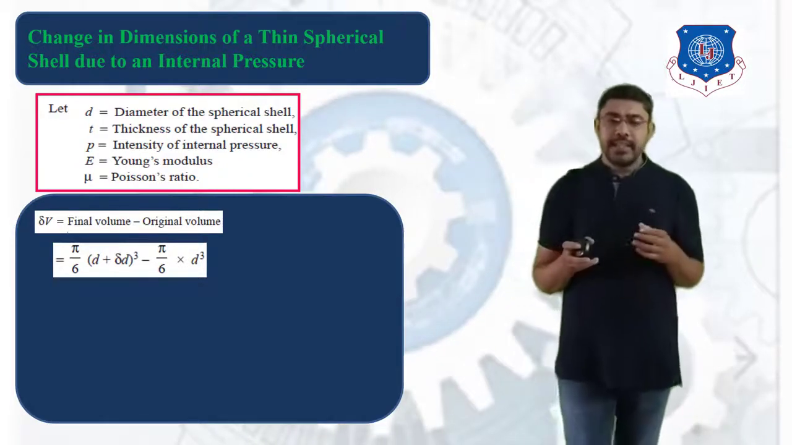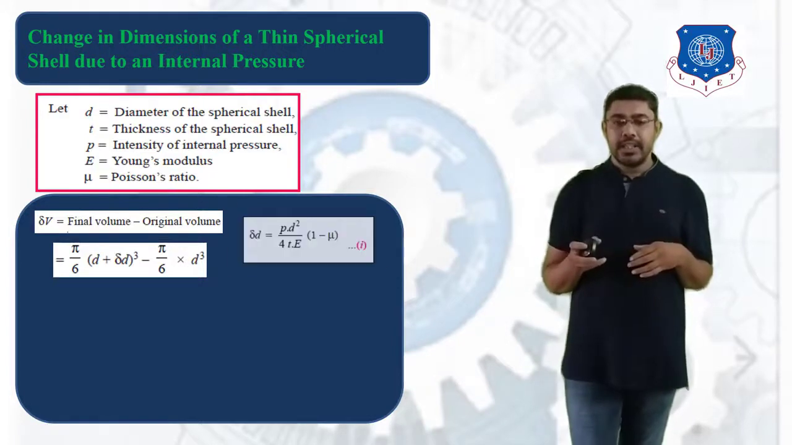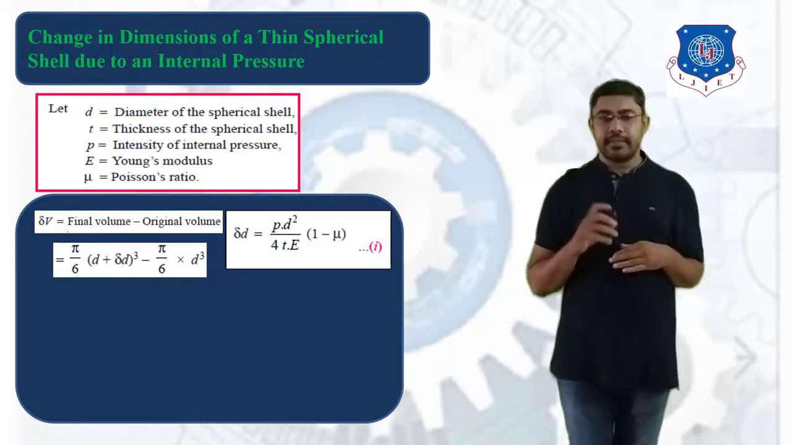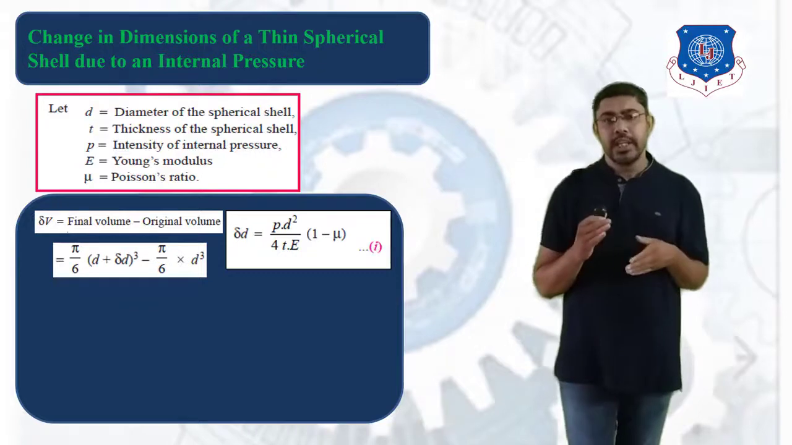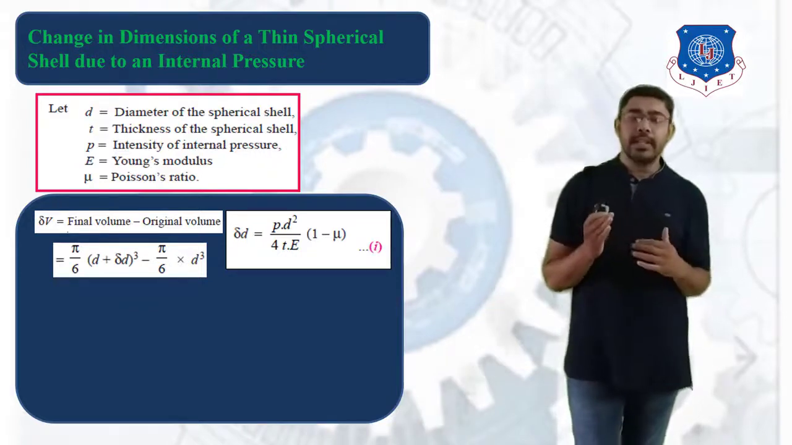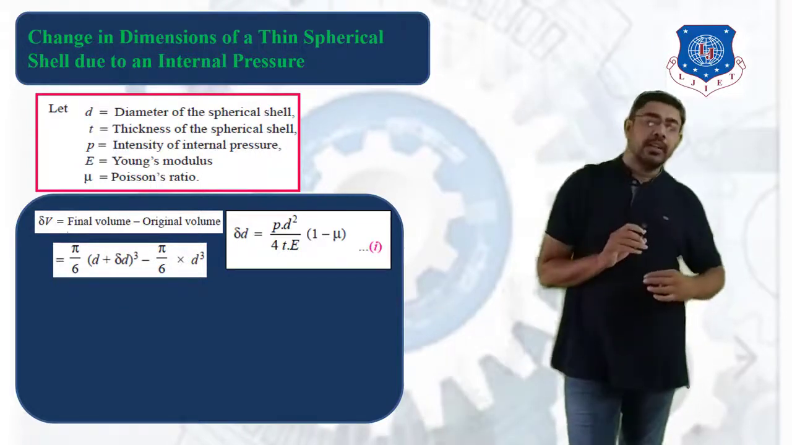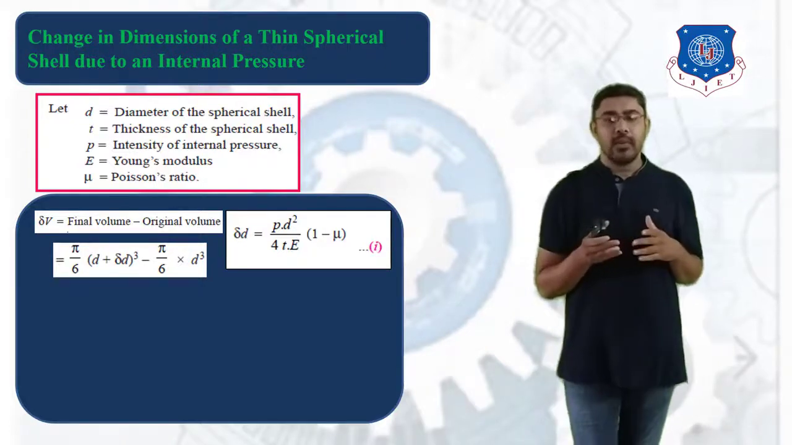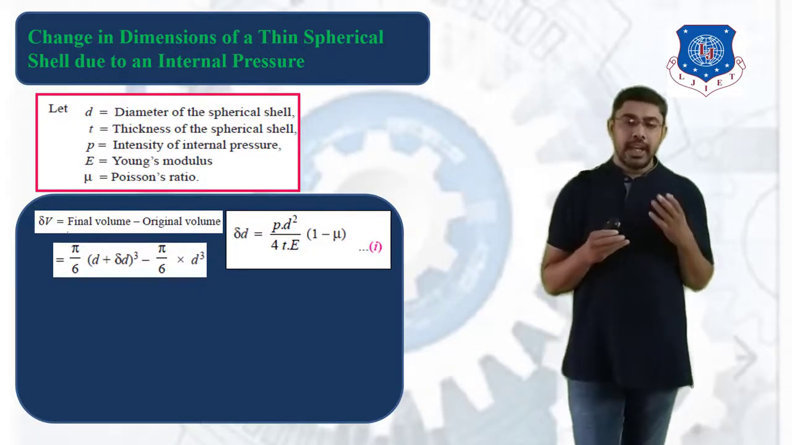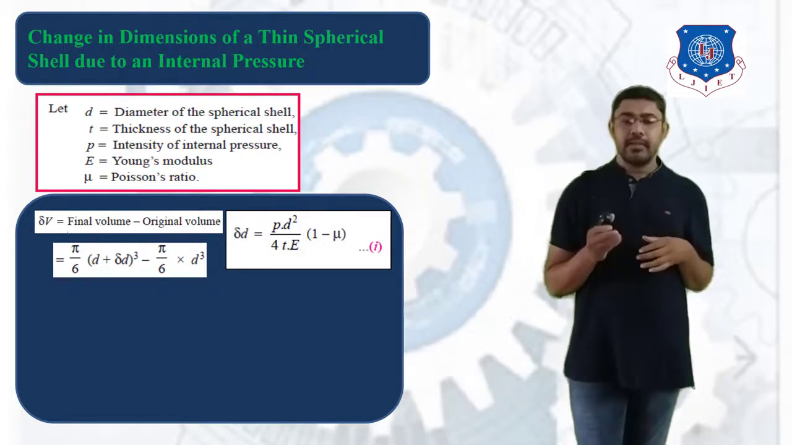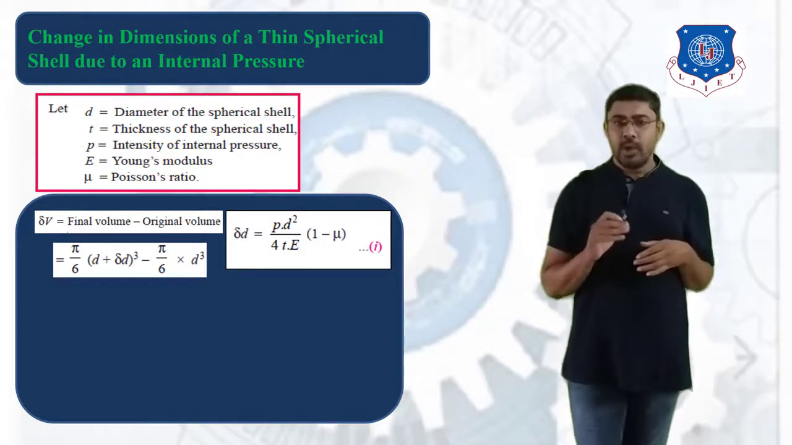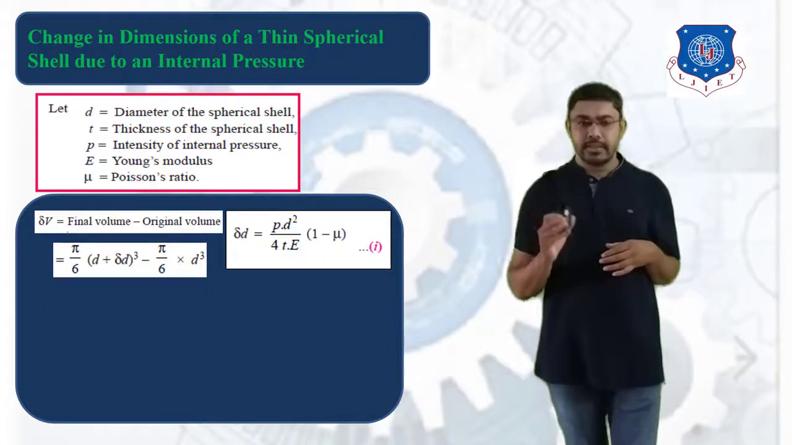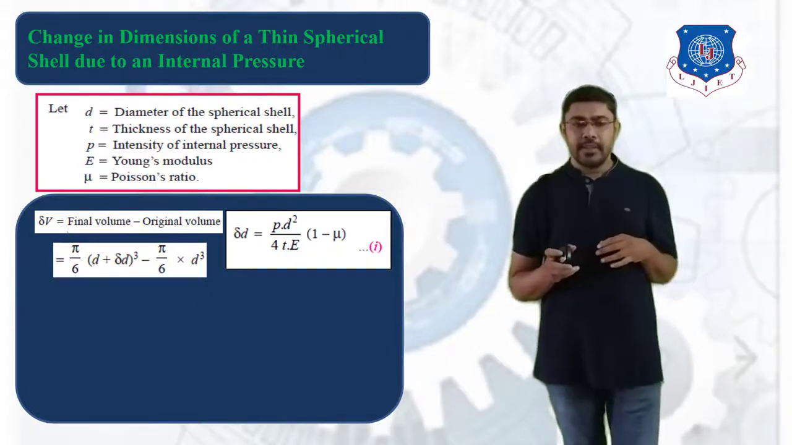In these equations, delta d is equal to p into d square divided by 4 t e into 1 minus mu. Here is equation number 1. This equation is derived by the use of Poisson's ratio formula, and delta d becomes p d square upon 4 t e into 1 minus mu. Give the equation 1.